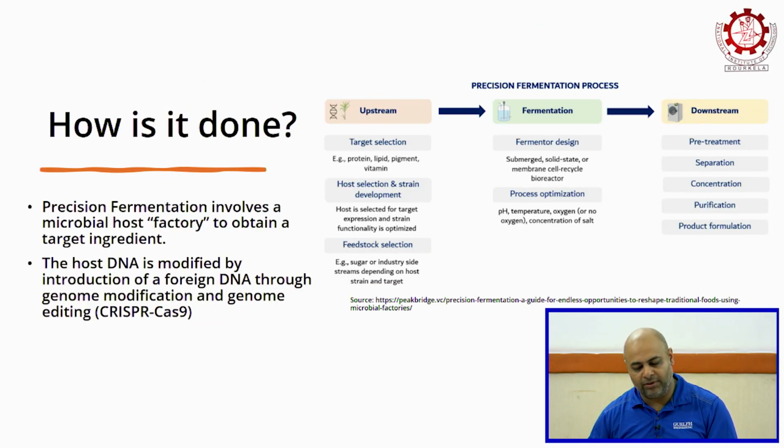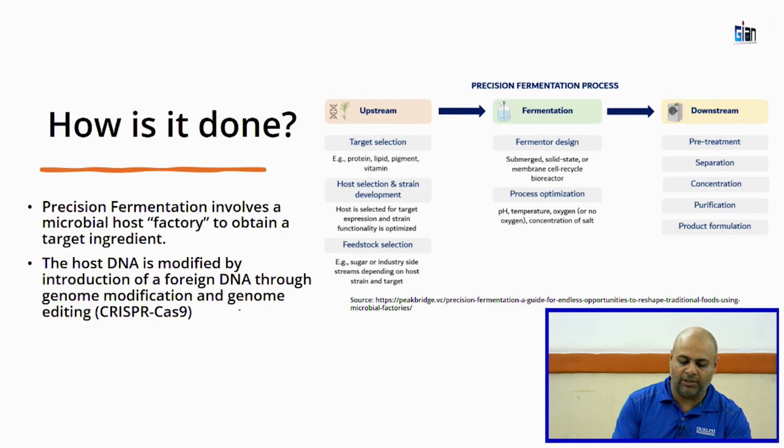Now, how is the precision fermentation done? In precision fermentation, we use a host, and that particular host is called the factory, because it is the one which is producing your product. And that host DNA is modified by introduction of a foreign DNA. The recombinant DNA technology is utilized.